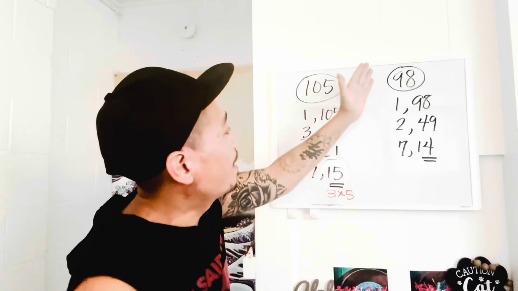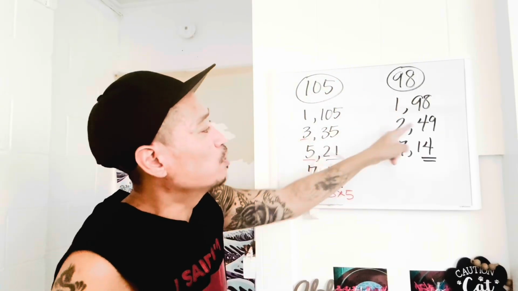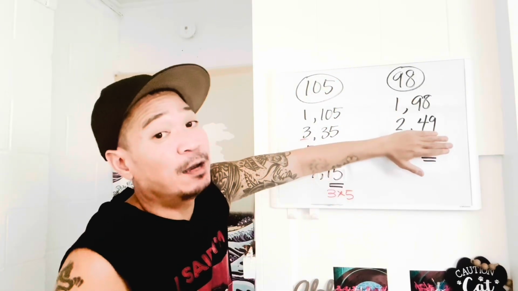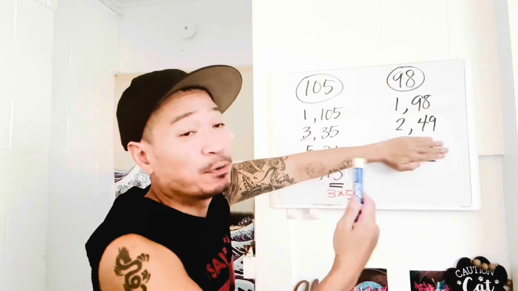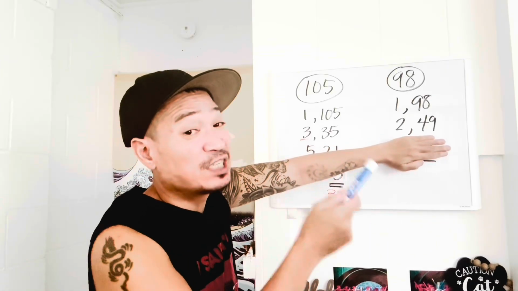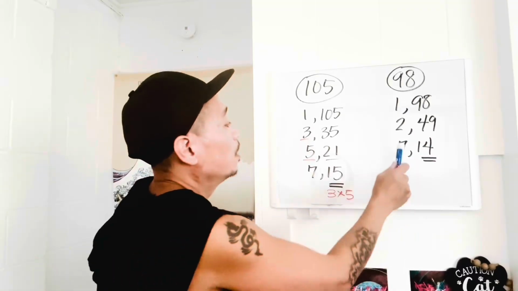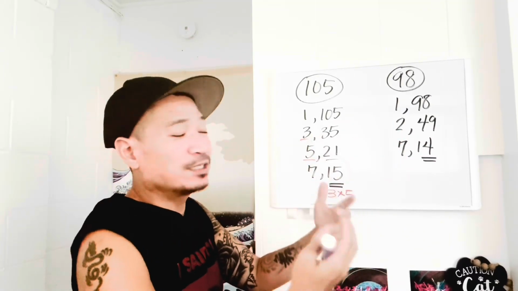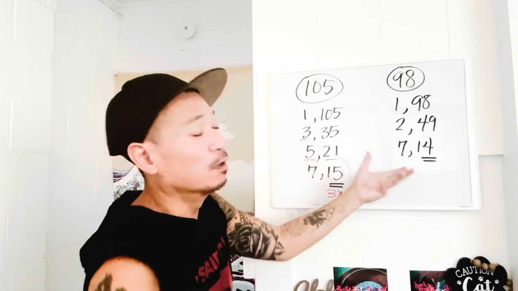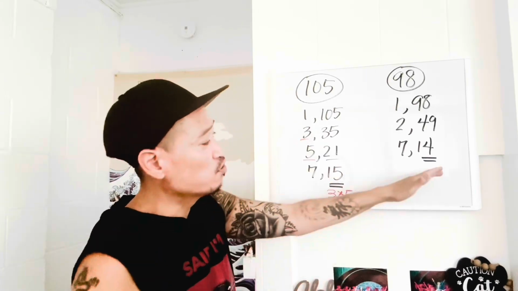Here's the other example, 98, right? 1 times 98, 2 times 49. We can't stop here, right? 49 is not prime, we can't stop. It has a factor of 7 in there. We haven't gotten there yet, so we can't stop there. So we're gonna keep going. Okay, 3, 4, 5, 6 didn't work, but 7 works in this case. And if you do the long division, it's 14.